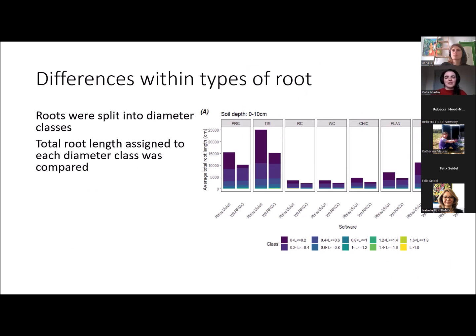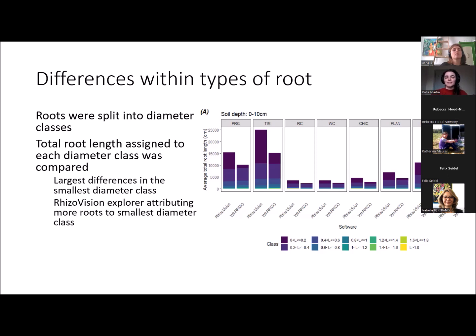So we can see that the total root length assigned to each diameter class was compared. The largest differences were in the smallest diameter classes. This is particularly due to WinRhizo attributing more roots to that small diameter class. It's particularly evident for the grass species, so perennial ryegrass and timothy grass, which are in the first 2 panels, which had very large differences. So that's contributing to a big difference in these 2 softwares.